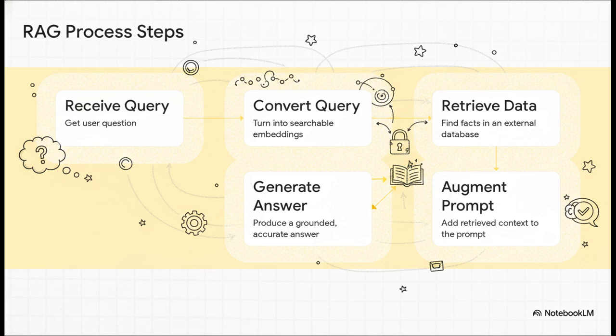Instead of letting the AI just guess, RAG basically forces it to do a quick external search first. It gets your query, turns it into searchable math, dives into a secure database to grab the exact facts, and shoves that context right into the prompt. Only then does it generate an answer. It's a massive structural fix that heavily grounds the AI in reality, drastically reducing those hallucinations.